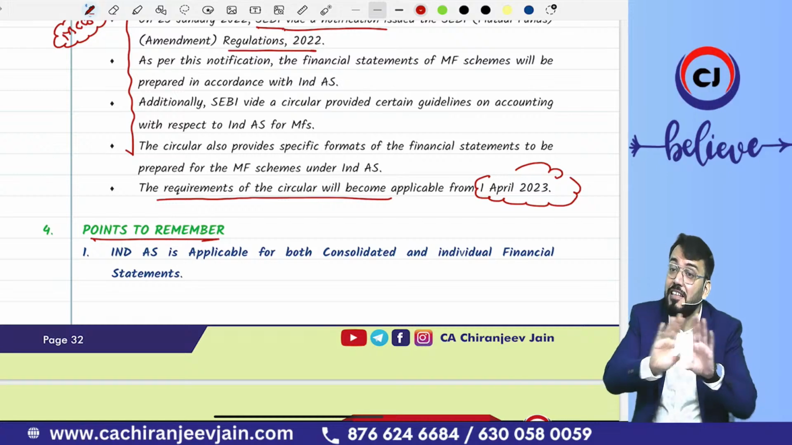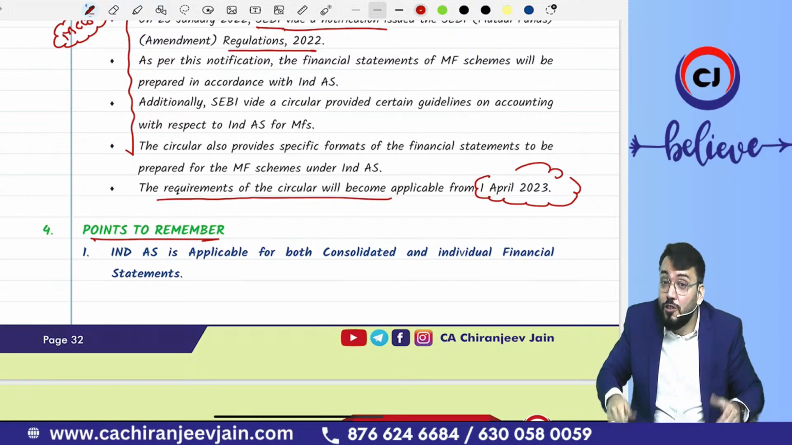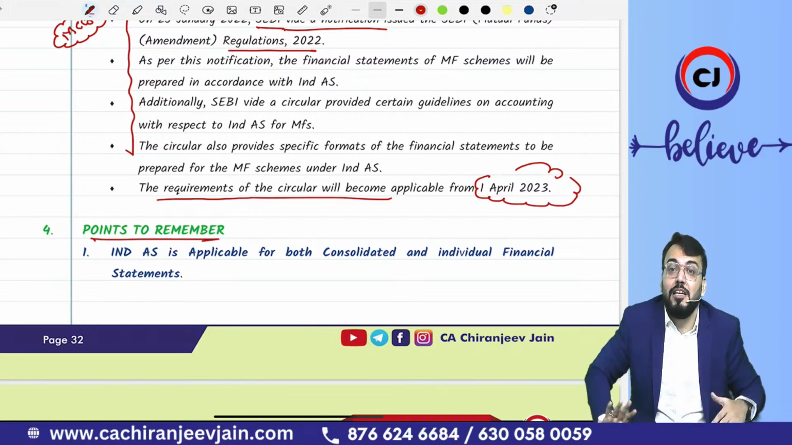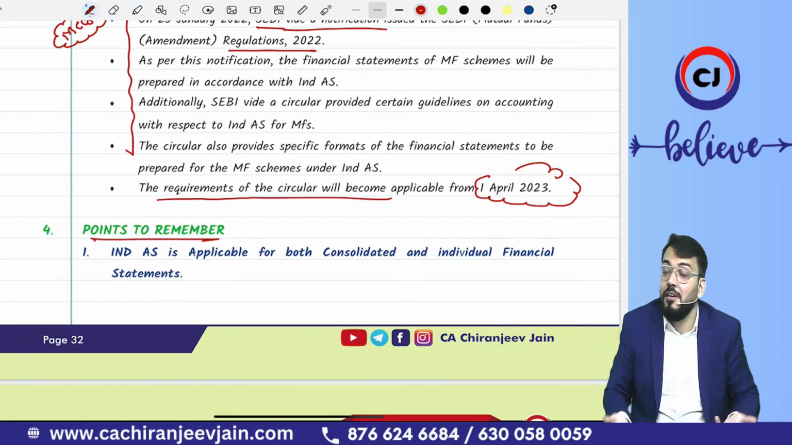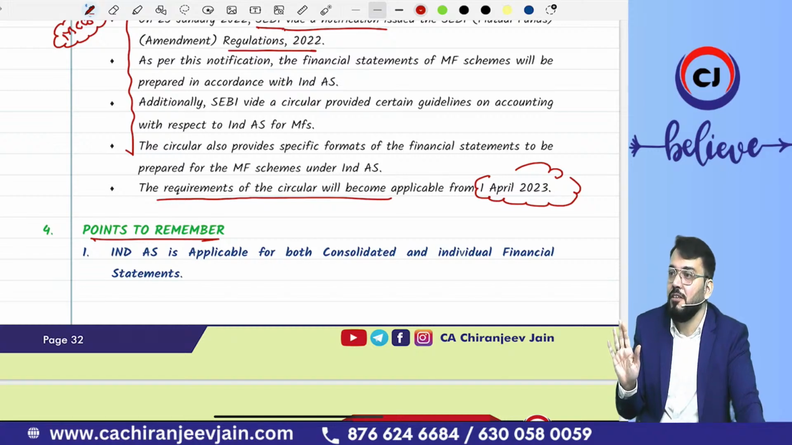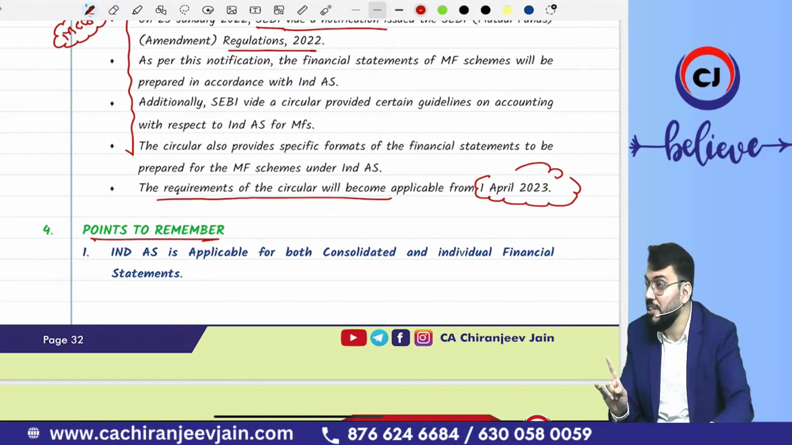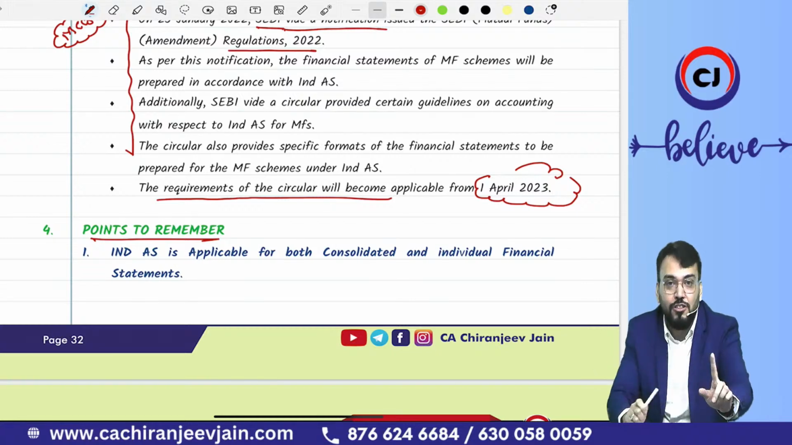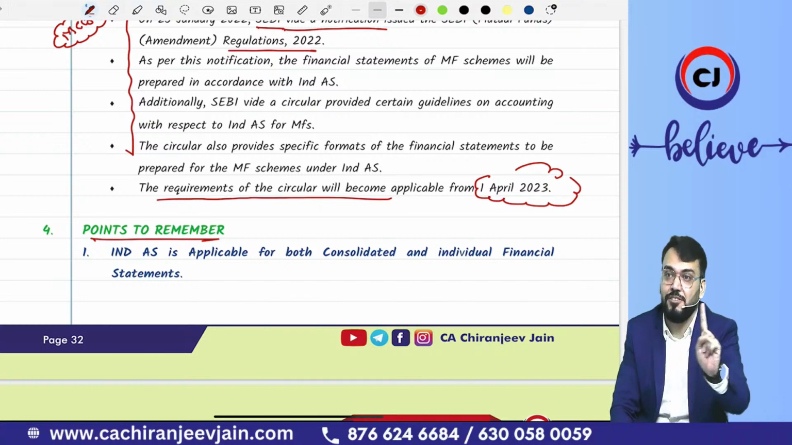And believe me, in my entire CA student life, I have never thought that I will not pass the CA exam. Therefore, I became CA. And believe me, I was not a studious student. I was a good student, but I was not studious. Are you getting what I am saying? There is a difference between that. I used to study, but I was not studious.